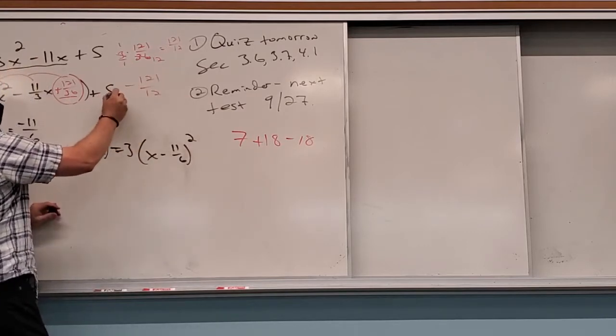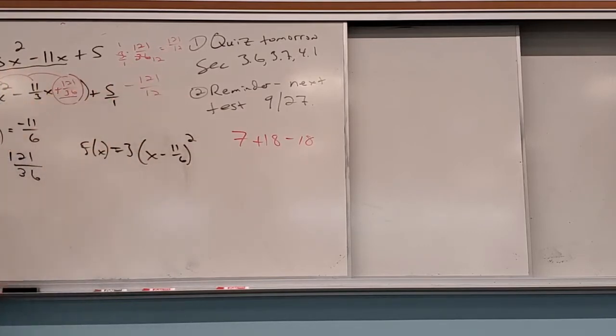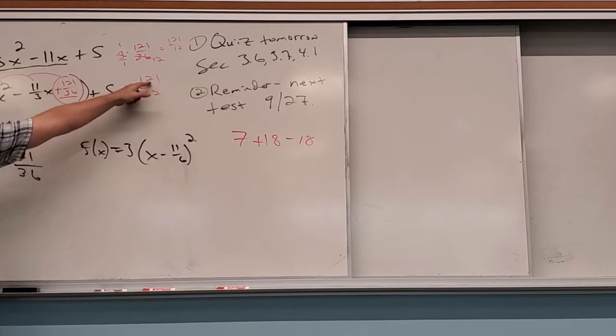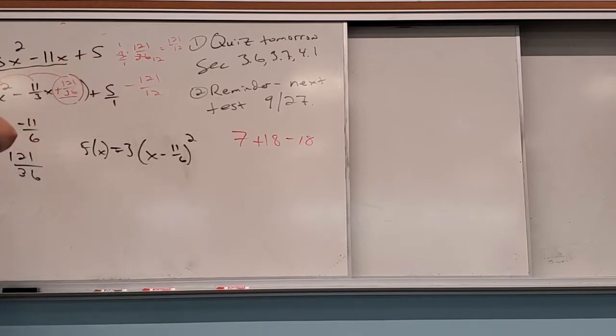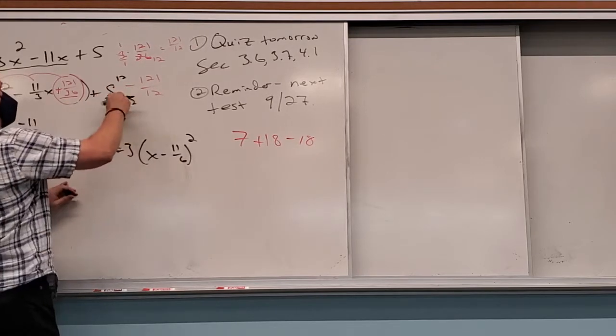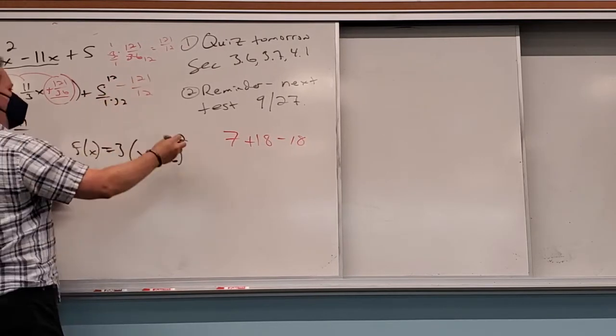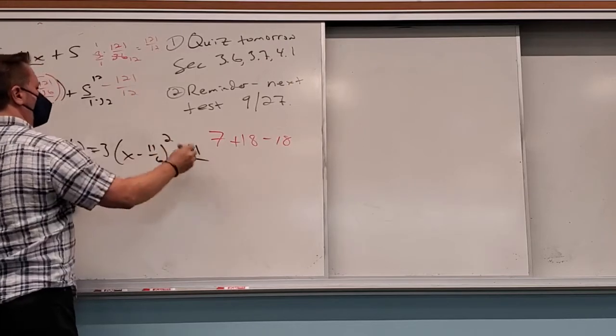Now, here's the most work I have to do. How do I do 5 minus this? 5 times 12. Yeah, you need the LCD. Times 12, times 12. 5 times 12 is 60, minus 121 is negative 61 over 12.